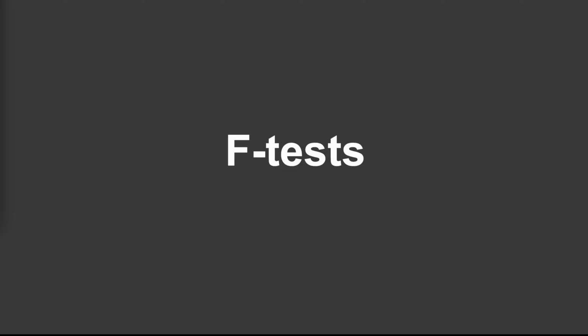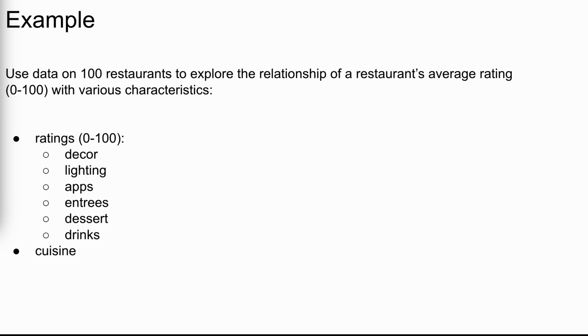In this video, we'll explore a new kind of test for regression coefficients, an F-test. Throughout, we'll use data on 100 restaurants to explore the relationship of a restaurant's average rating from 0 to 100 with various characteristics. First, we have a set of 0 to 100 ratings on the restaurant's decor, lighting, appetizers, entrees, desserts, and drinks. Further, we have data on the restaurant's cuisine type.